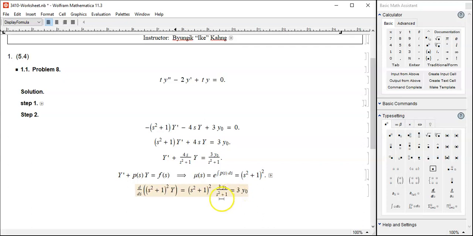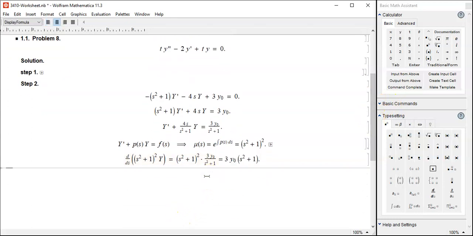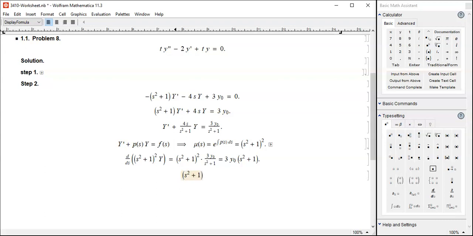3y naught, and this square and the one down there cancel each other out. I'm going to get, with no denominator, s squared plus 1. Okay, we have it. This derivative is equal to that. So if we take the antiderivative of both sides, we are going to get what we want. (s squared plus 1) total quantity squared times y is equal to the antiderivative of this thing.